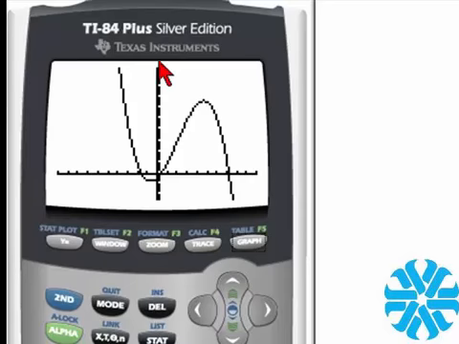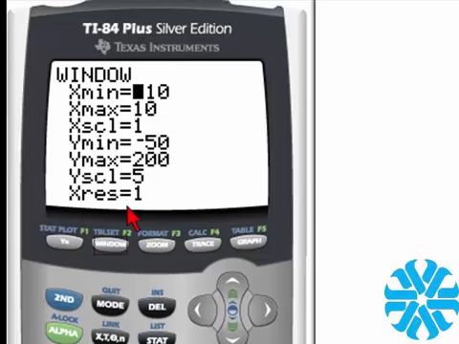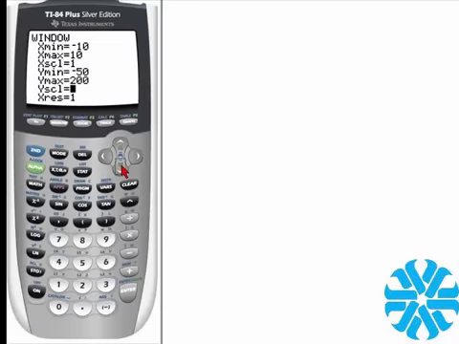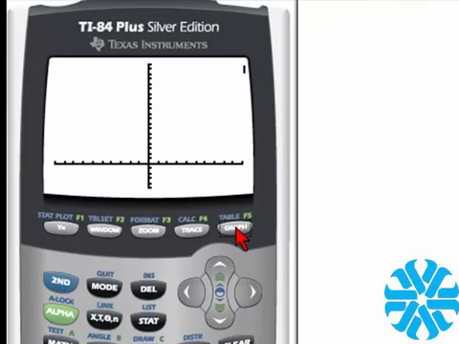Okay, and let's just do one more thing. Let's change the scale here. These are kind of cramped together, these increments. So let's go back to Window, and let's change the y scale to 10. And let's graph that. Yeah, it looks a little bit better. So that's a good viewing window.